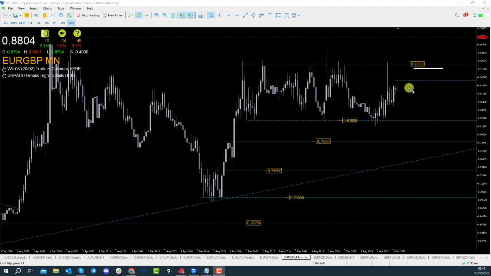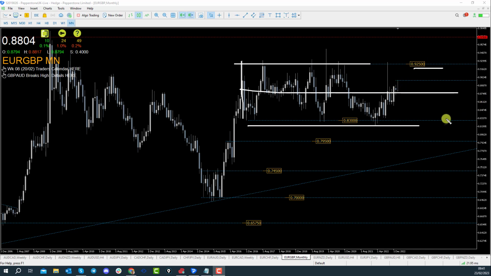Okay, you can see the 0.9250 highs in here and the 0.83 handle lows, so the price is trading within that, and Euro Pound has been within this range for some years now. We're coming into the middle of that range, and we're finding a little bit of resistance.